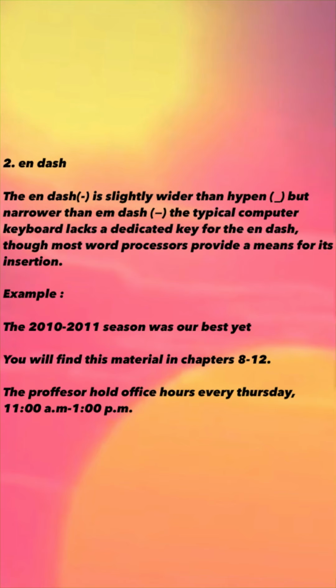The 2010–2011 season was our best yet. You will find this material in chapters 8–12. The professor holds office hours every Thursday, 11 a.m. through 1 p.m. In this text, the N dash is used to represent a span or range of numbers, dates, or time. There should be no space between the N dash and the adjacent material. Depending on the context, the N dash is read as "to" or "through."